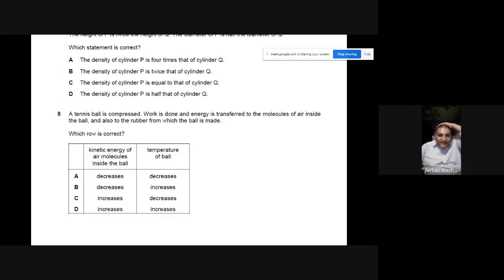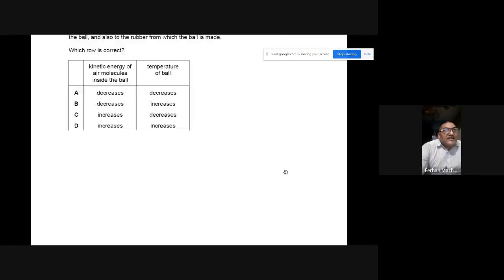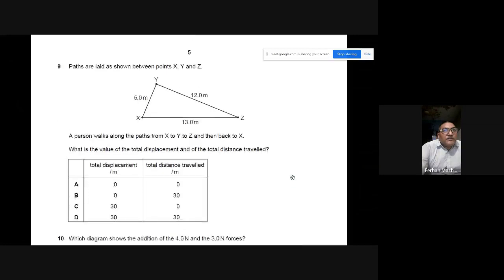Whenever you compress an object, you will observe that its temperature will rise. Because the temperature rises, that is an indication that the kinetic energy of that thing has increased. Whenever you compress, normally the temperature rises. So the kinetic energy of the air molecules inside the ball should increase, and the temperature of the ball should also increase. D is the option for question number 8.